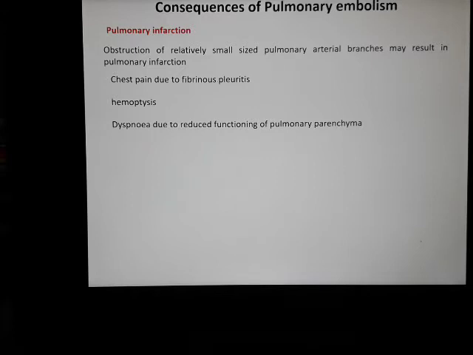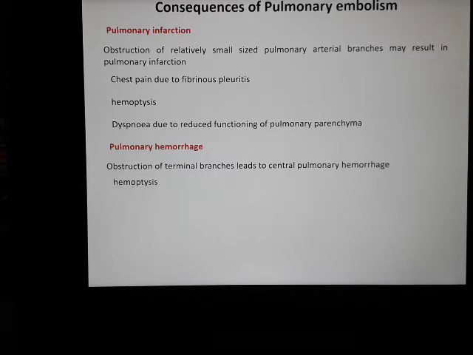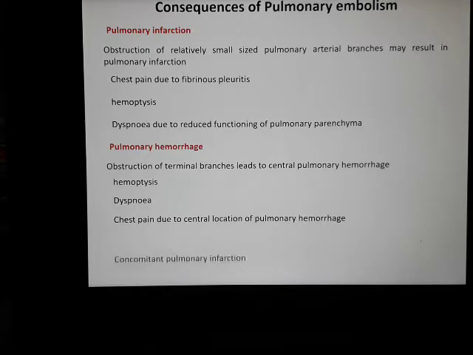So these are the consequences of the pulmonary infarction. Now coming to pulmonary hemorrhage, if there is obstruction to the terminal branch, it can lead to central pulmonary hemorrhage. Clinical features include, naturally, hemoptysis, there may be dyspnea, and there may be chest pain due to the central location of pulmonary hemorrhage. And finally there may be concomitant pulmonary infarction due to this hemorrhage.